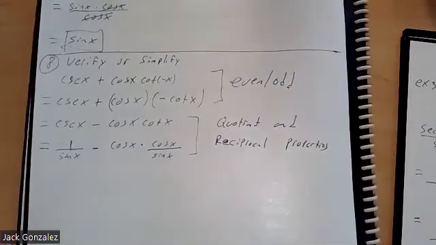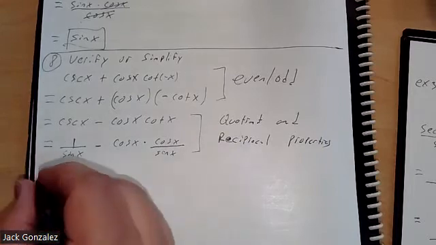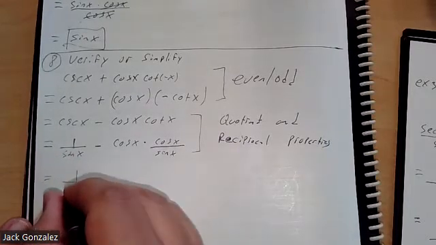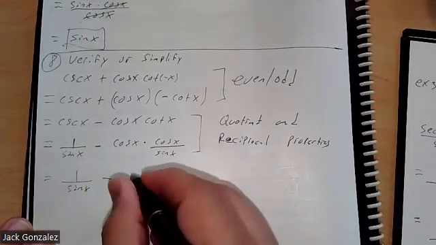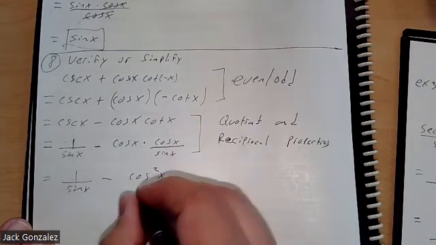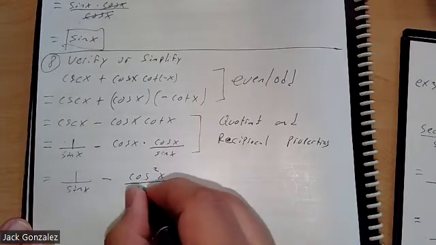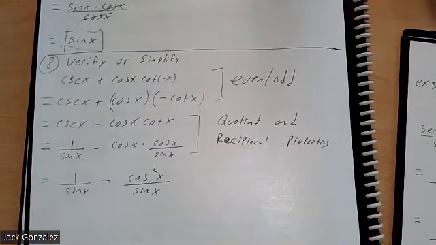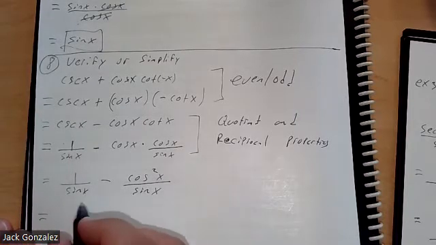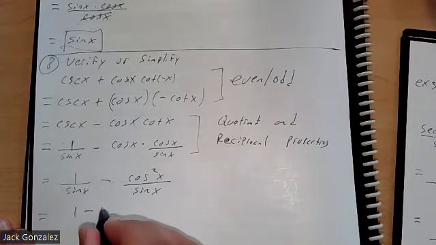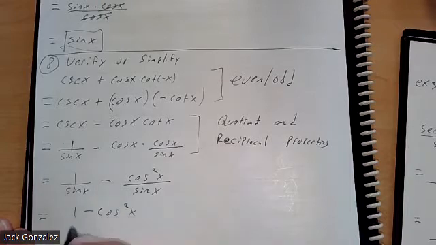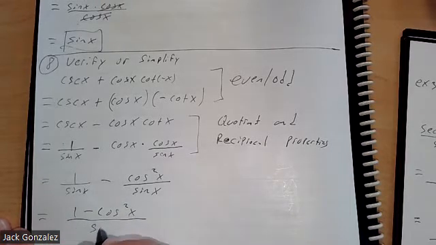Okay. To simplify a little bit, this is 1 over sine minus cosine squared x over sine x. Luckily, we have the same denominator. We don't have to do anything extra. Just combine them into one fraction, right? Nothing you haven't done before. If they have the same denominator, you just combine the numerators. And we get to here.